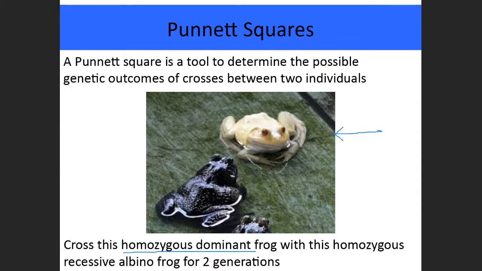Okay, so do it once and then take the offspring that you get from that cross and cross them with each other. So those are little incestuous frogs. So go through 2 generations. I want you to pause and do that Punnett square, okay? And then come back and I'm going to solve it for you.